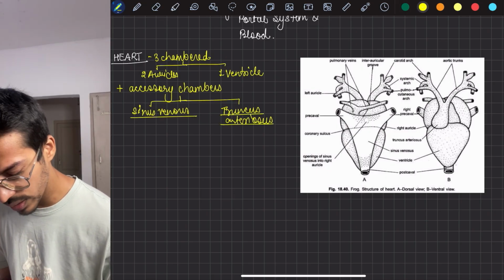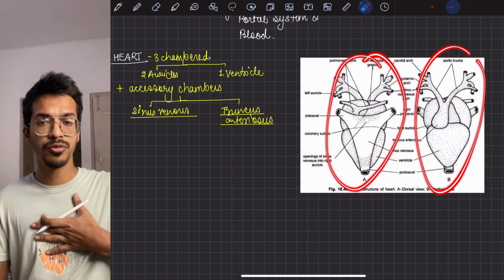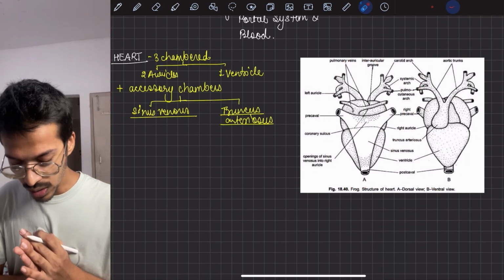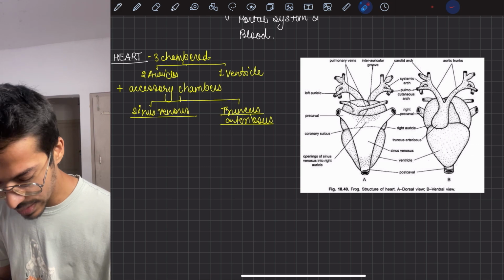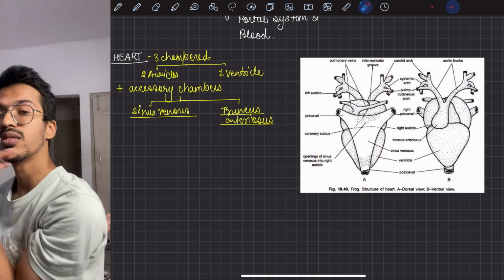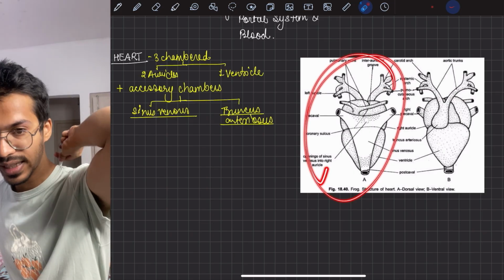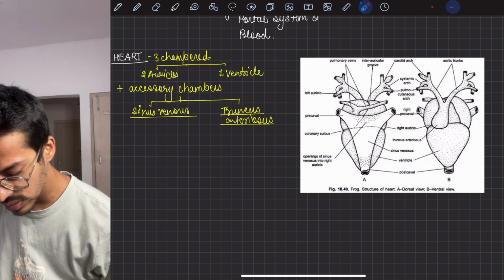Now, if you see over here in this diagram, this is one side or the other side, meaning the front and the back side of it. So this is the dorsal side of it. If I have a frog, my dorsal side would be this side. So the heart which is formed first would be in the back area. In the back area, can you see this?